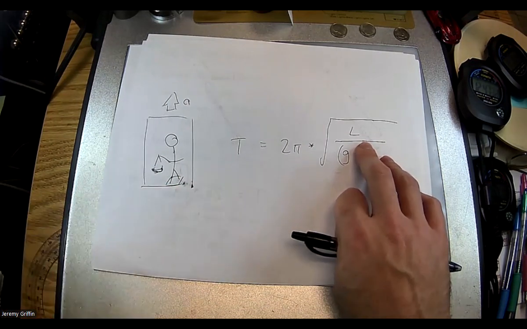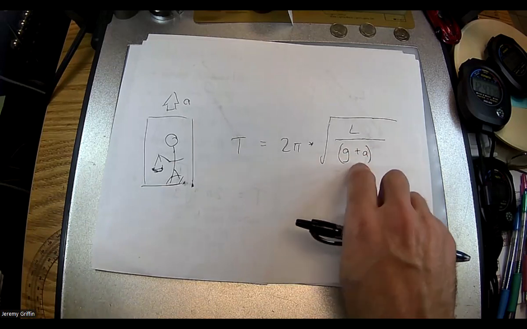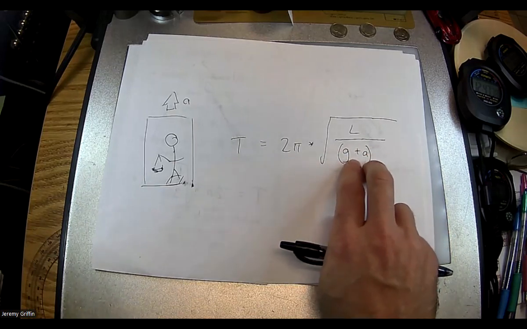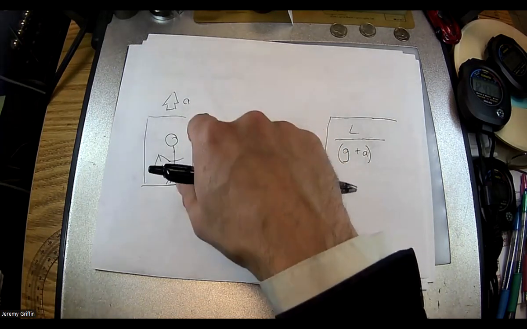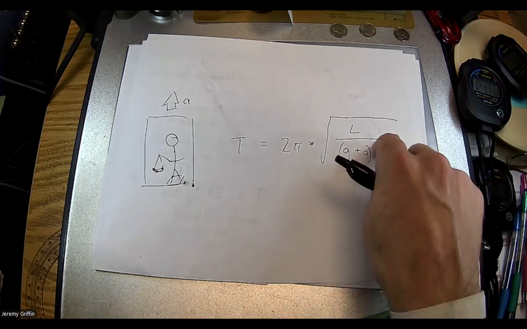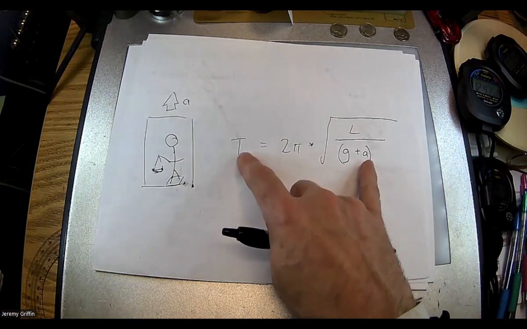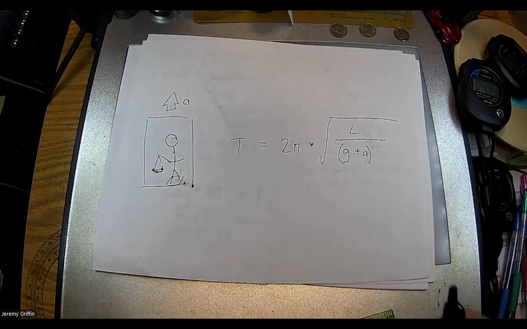Now, if you want to do this the full proper way, there's a longer procedure, but you can do a little shortcut. Do you think you could effectively do something like g plus a here? So if it's accelerating up at like 3 meters per second squared, you get 10 plus 3 down here. So increasing the denominator, does that make the overall fraction smaller? Which is like decreasing the time period. Yeah, so I think that makes sense too.